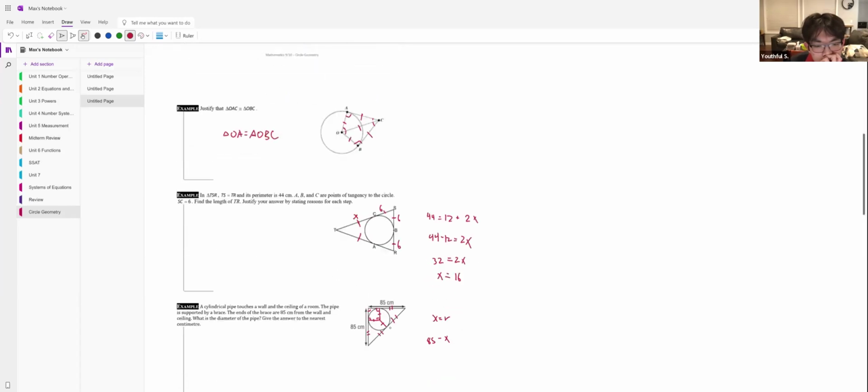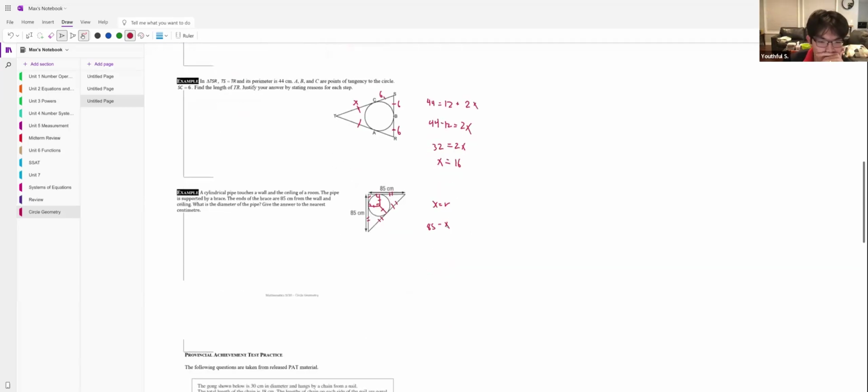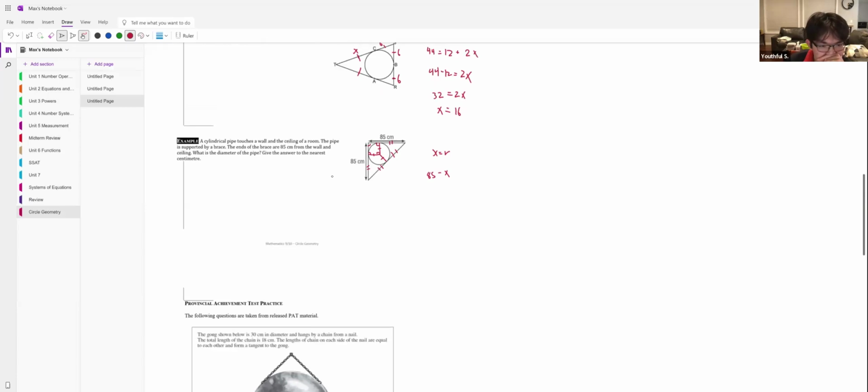So if it's tangent here, then that point is... It's not the diameter though. This is kind of sad. And I kind of forgot how to do this.